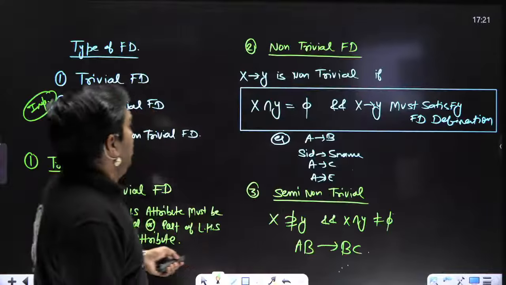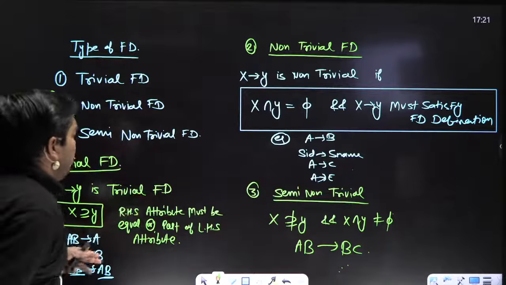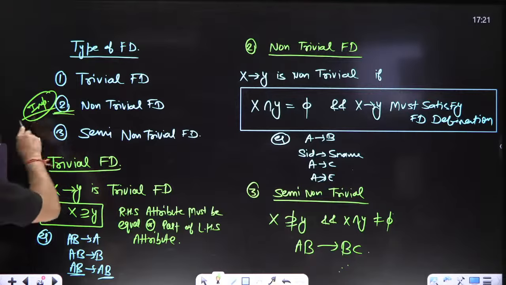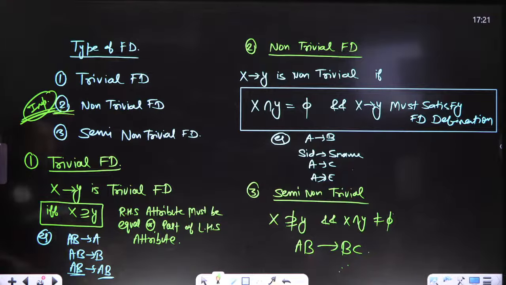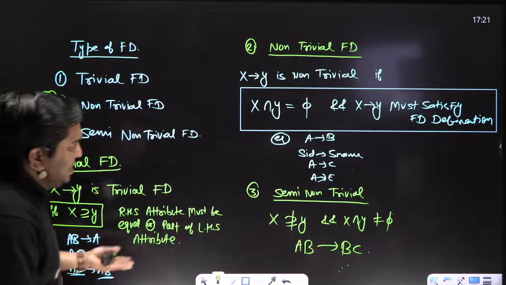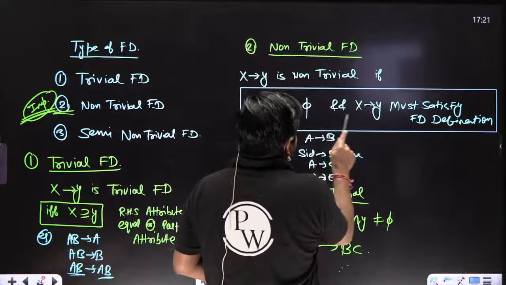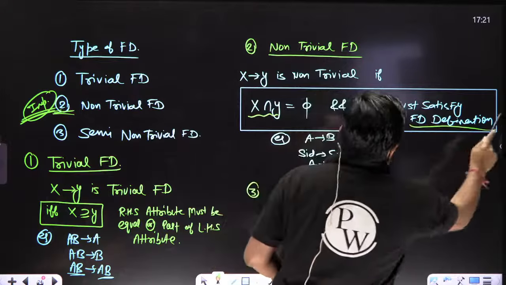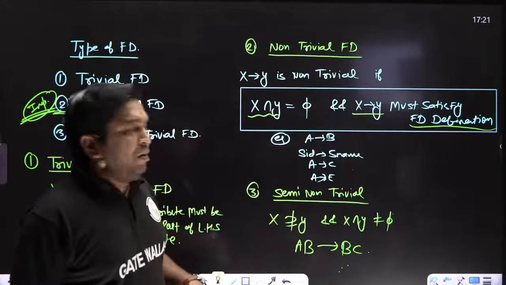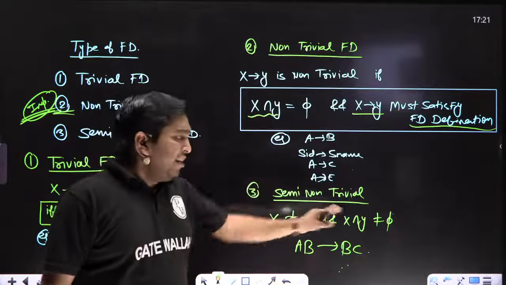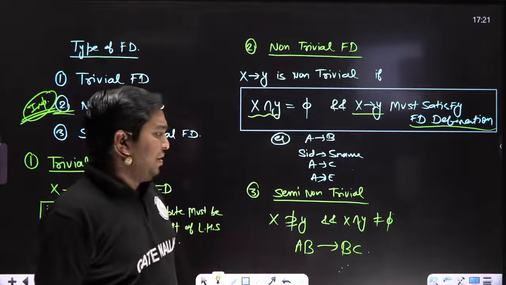Clear? Now there are three types of FDs. Mainly we have to focus on non-trivial FD. What is a trivial FD? No need to check. Why? It is reflexive, a mirror image, you can say. But in non-trivial, first of all, nothing is common in X and Y, and it must satisfy the FD definition. And in semi non-trivial, X is neither a superset nor is the intersection phi.